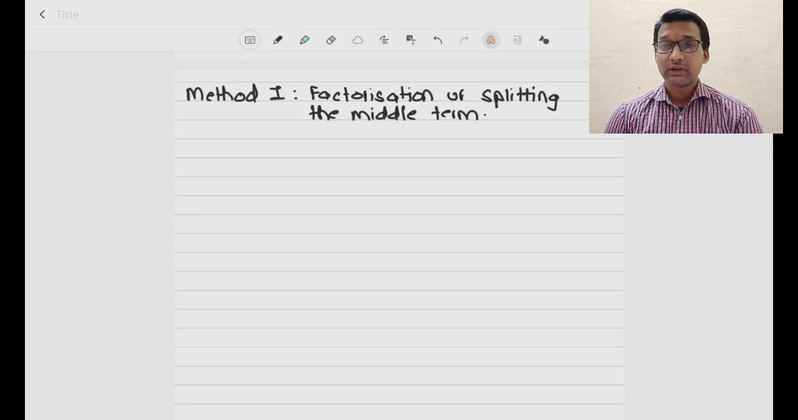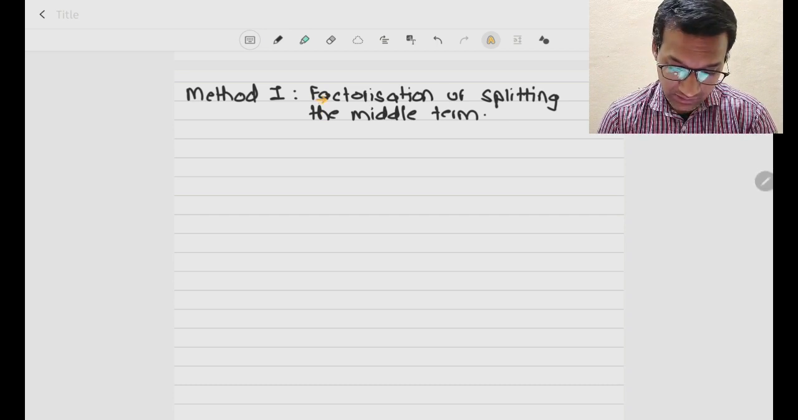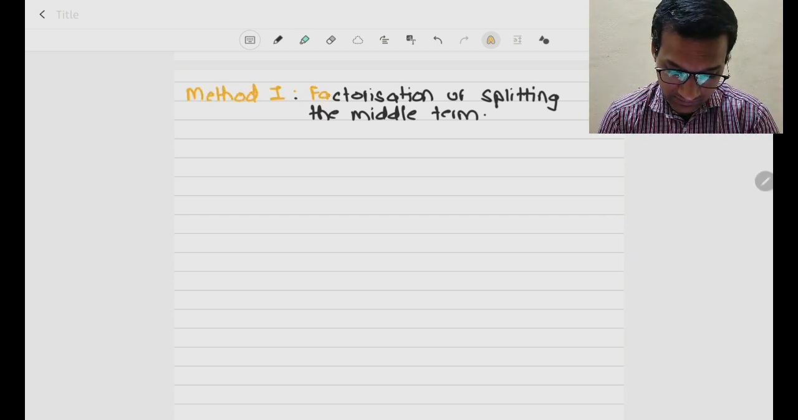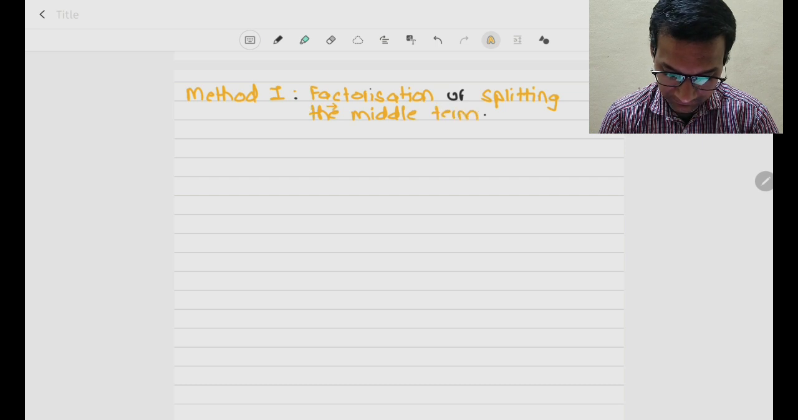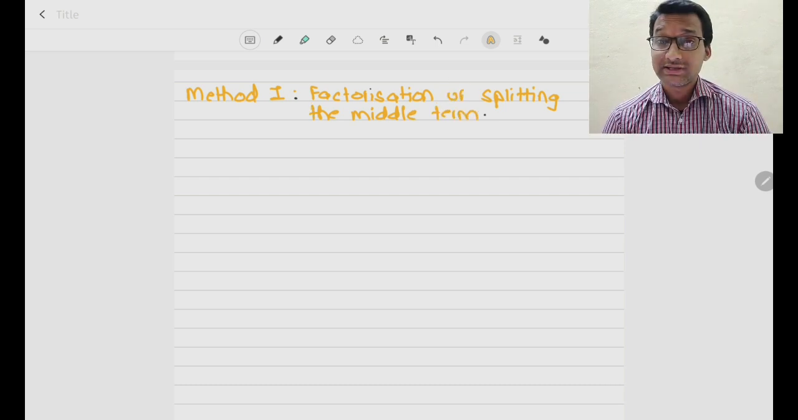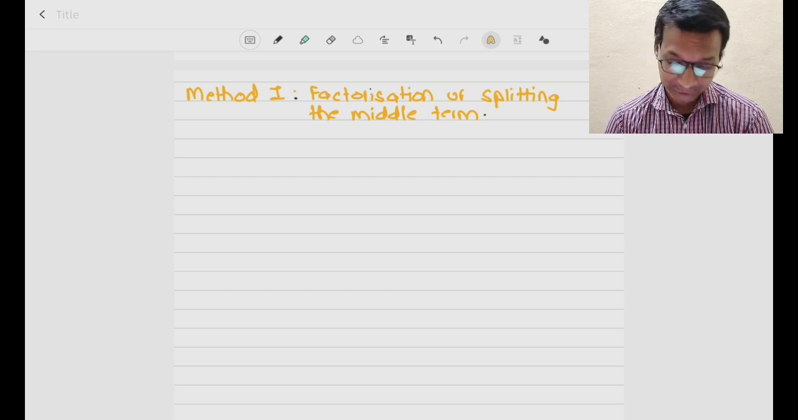Okay, now let us look at the method to find out the root or solution of a quadratic equation. The first method that we are going to see is called factorization, or it is also called splitting the middle term. So let us take an example and try to understand what is this factorization method, or splitting the middle term method, to find out the roots or solutions of the quadratic equation.